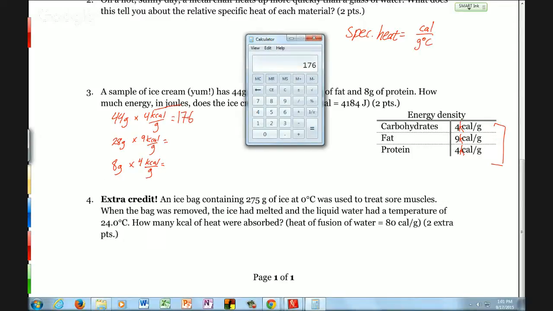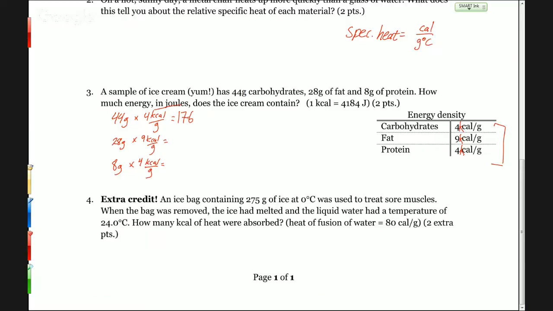176. 28 times 9 is 252, and 8 times 4 is 32. All right, we add those all together, and we get, let's see, 284, that would be 460. Does that sound right?